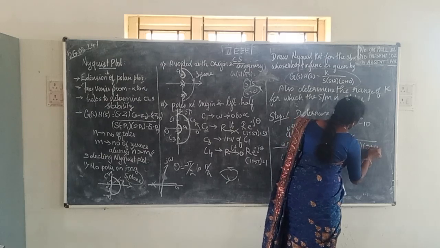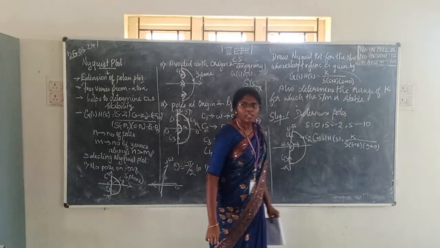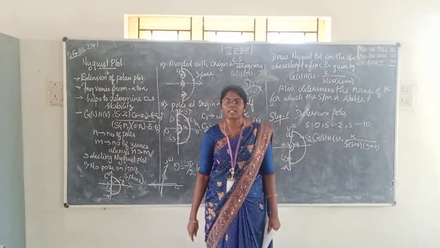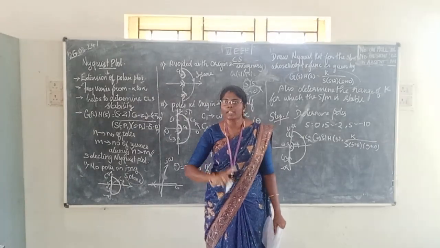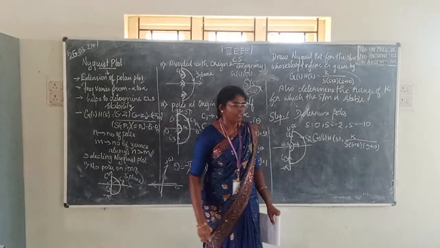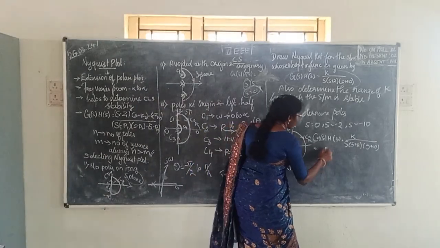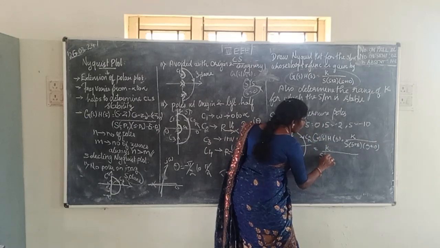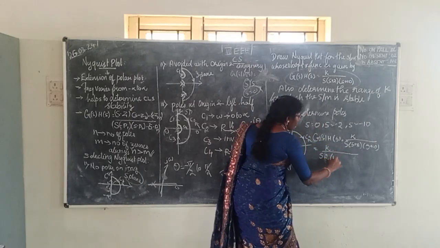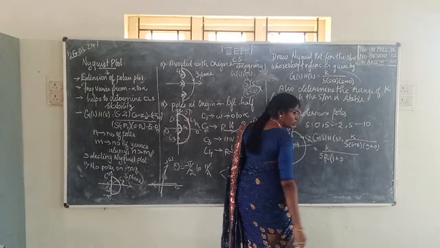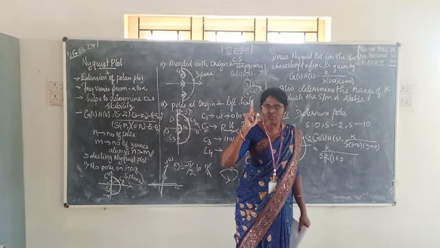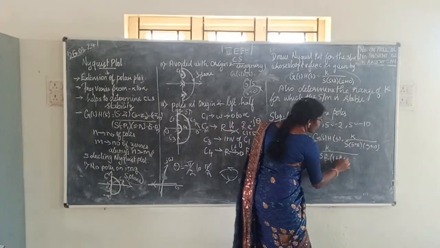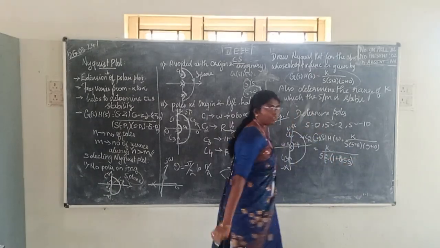Should the question be like this, or do we have to do something? It should be in the form of 1 plus ST. First we have to take the constant outside. So K divided by S into, if I take the 2 common outside, it will become 1 plus S by 2. S by 2 means 1 by 2. What is the value of 1 by 2? 0.5. Yes.